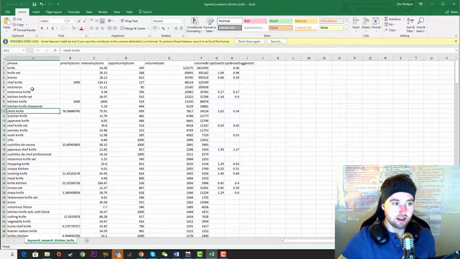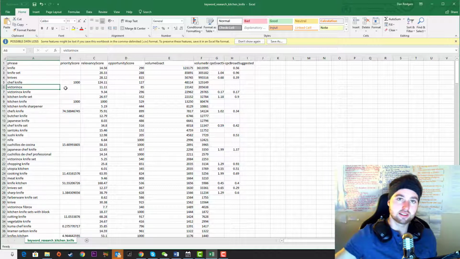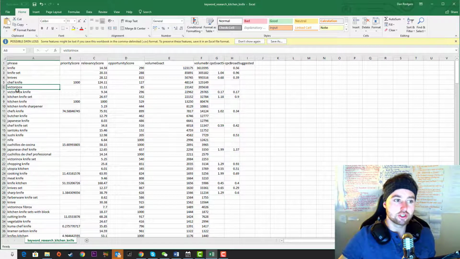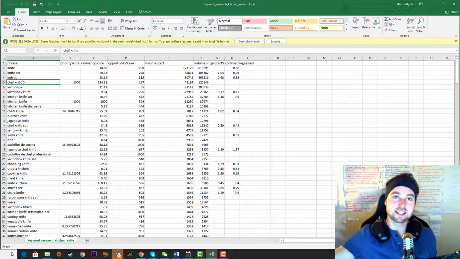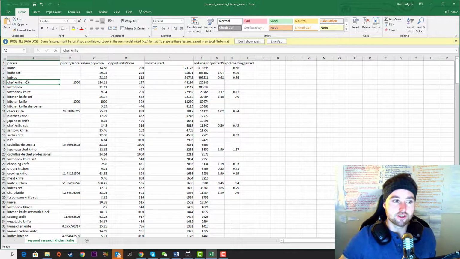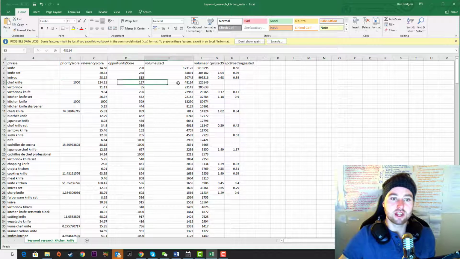Remember, that's also very important. For example, here, Victorinox. Victorinox is a brand name. If your product is not actually a Victorinox product, then you should not be trying to rank for this keyword specifically. So this would be less relevant than, for example, chef knife, which is the exact product we're doing. So chef knife would be a very important keyword for us, high volume and relevant.